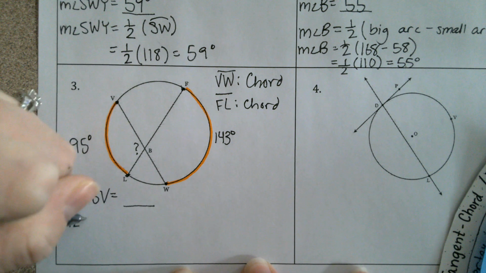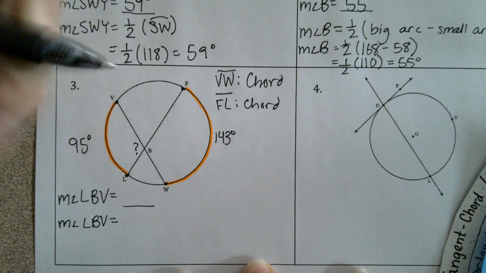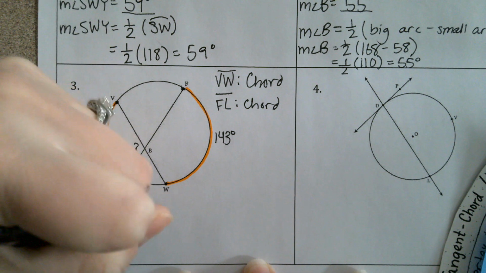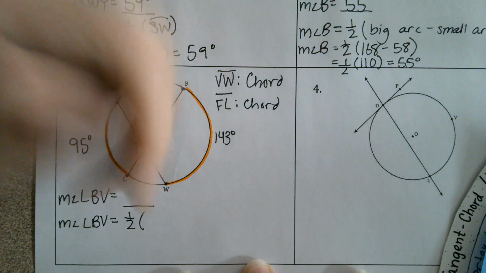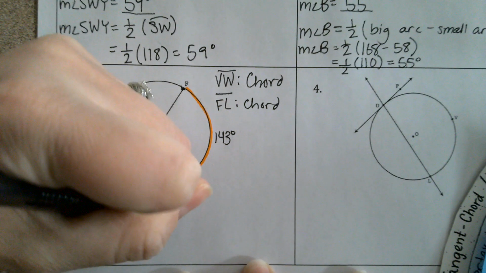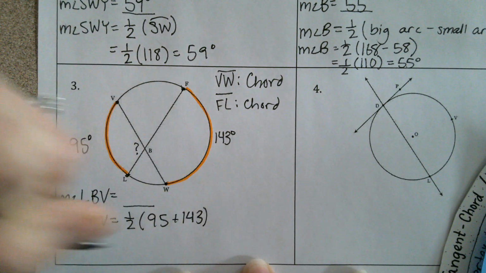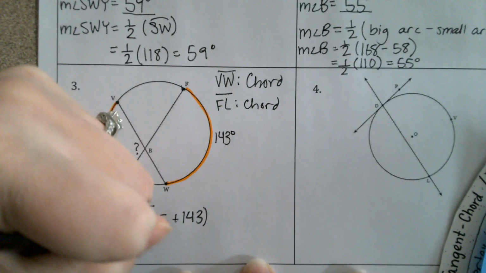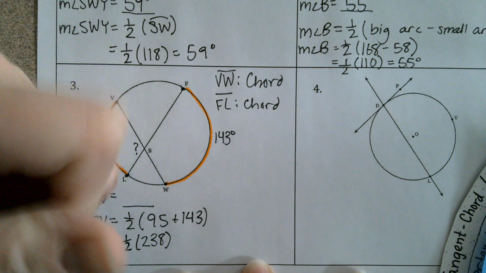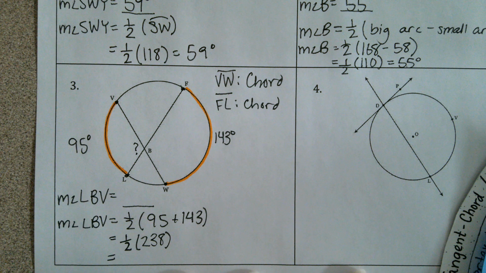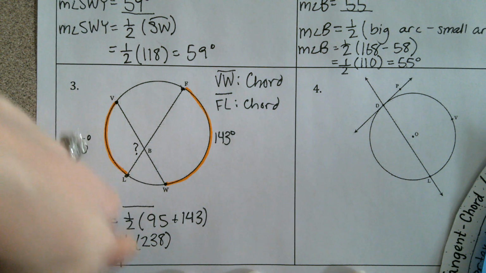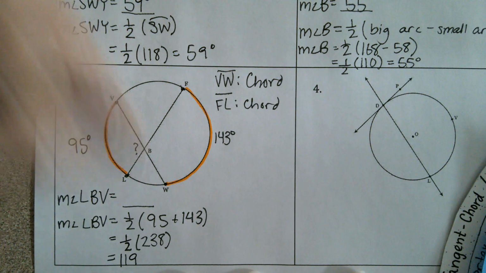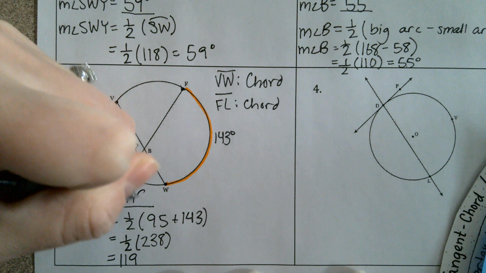So the measure of angle LBV is equal to 1/2 of our two arcs, 95 plus 143. 1/2 of 95 plus 143, which is 238, and half of 238 is 119. So LBV is 119 degrees.